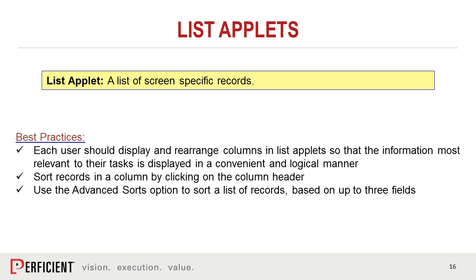So the best practice is really for each user to use that capability to modify the layout of the list applet so the information that they need is visible with minimal amounts of scrolling. These practices are also useful when exporting data or doing quick printing on screens and views, which we'll talk about later as well.